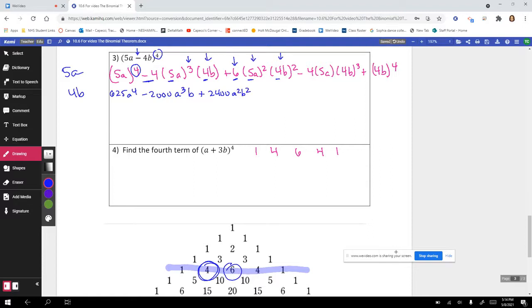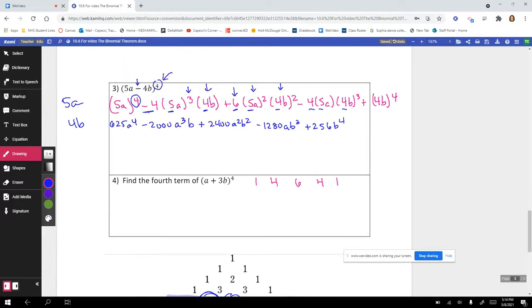I keep going. Negative 4 times 5 times 4 to the 3rd gives me negative 1,280, a to the 1st, and then b to the 3rd. Okay, and then my last term is 4 to the 4th, and that gives me a positive 256, and I have b to the 4th. Now again, one more thing to check, we have the power of 4 here, so we should have one more term. 4 plus 1 gives me 5 terms. So I can check to make sure I didn't skip anything. I have 1, 2, 3, 4, 5, and it looks like I'm all set.